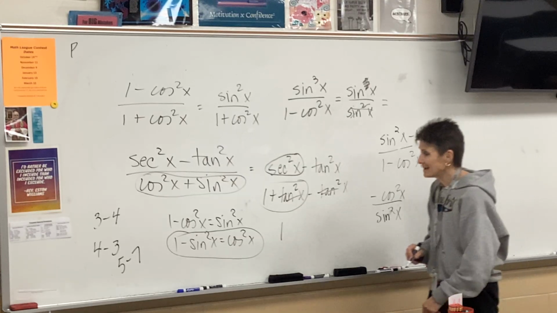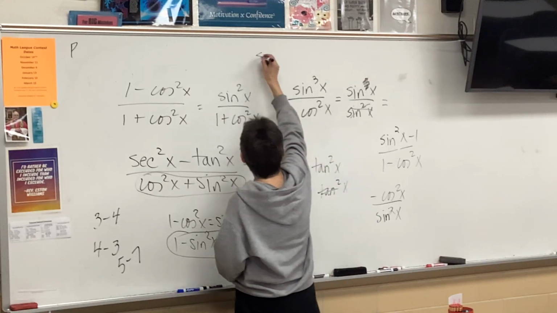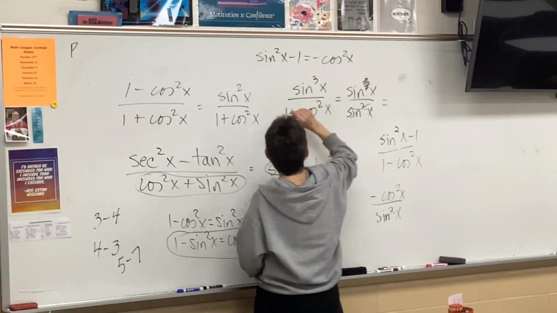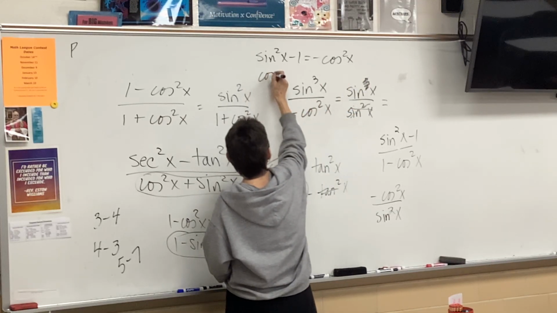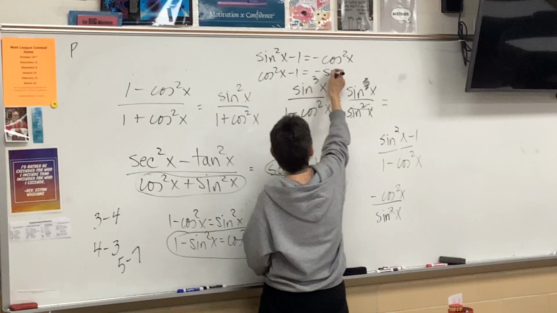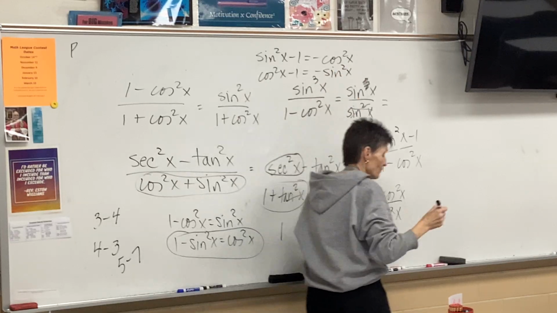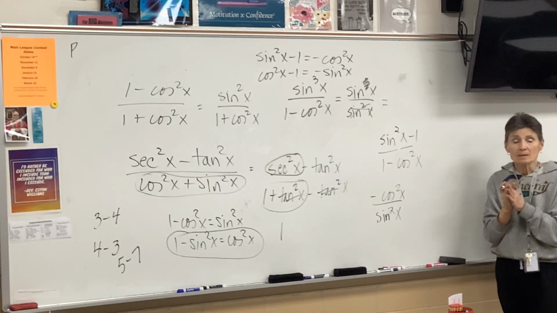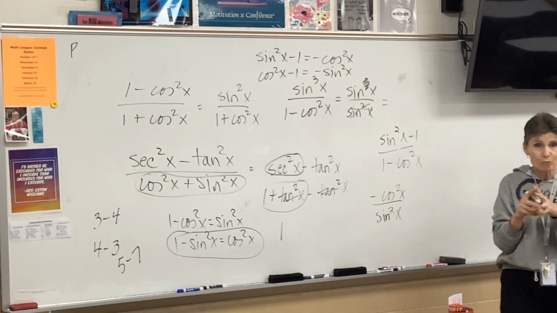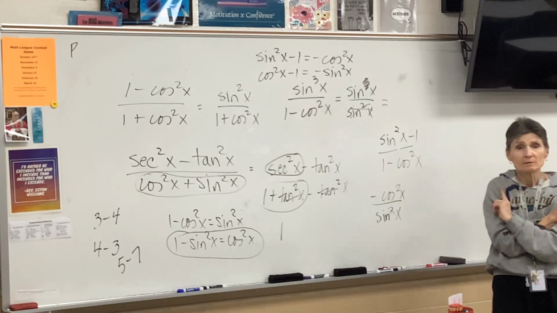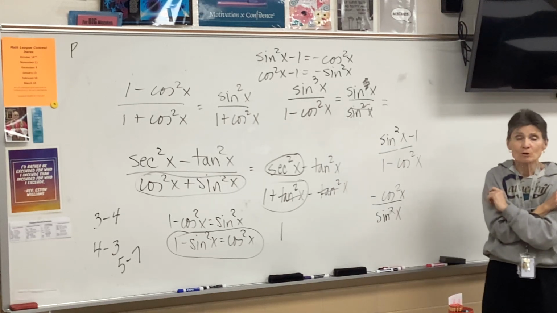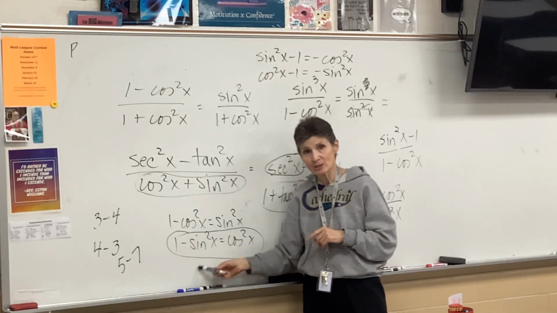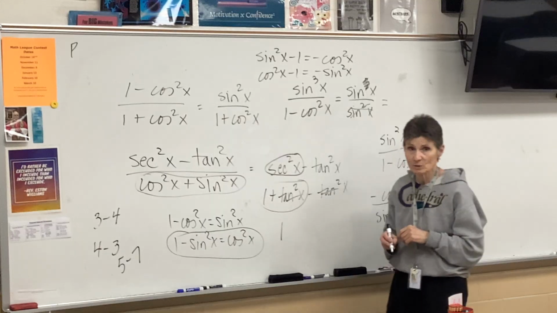So if you want to write that on your sheet, you can: sine squared minus 1 is negative cosine squared. And likewise, cosine squared minus 1 is negative sine squared. I don't know how full your sheet's getting. Just remember that when you subtract backwards of how you're supposed to subtract, your answer is going to be negative. So when I subtracted this in the other direction, I got a negative cosine squared.